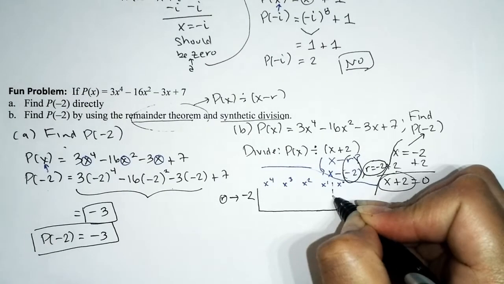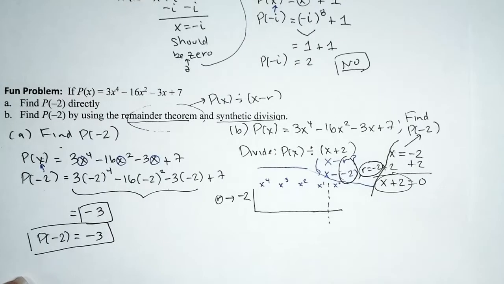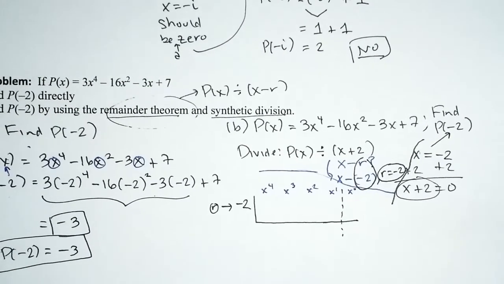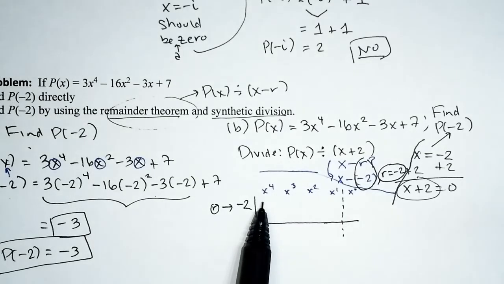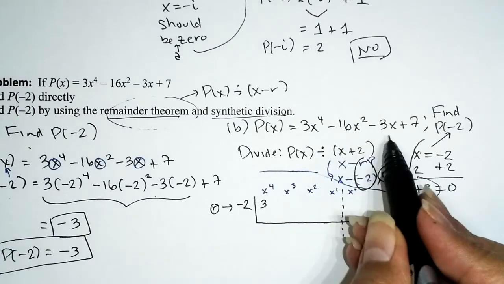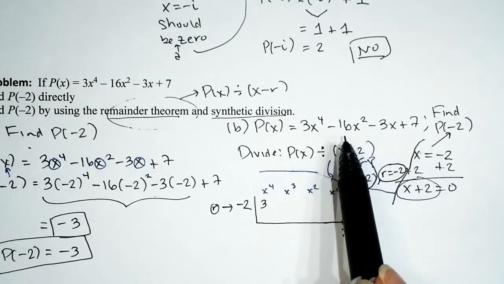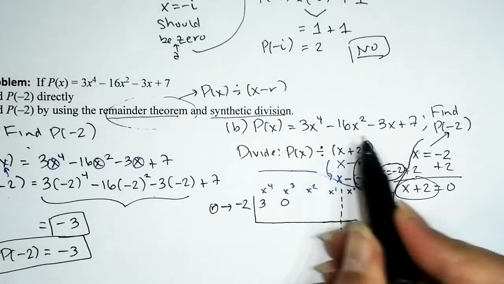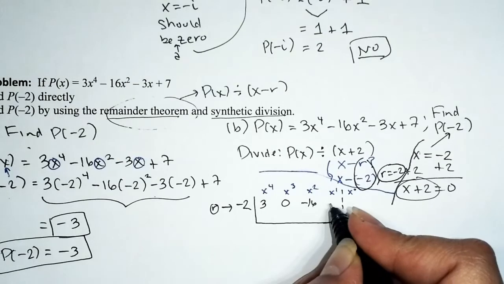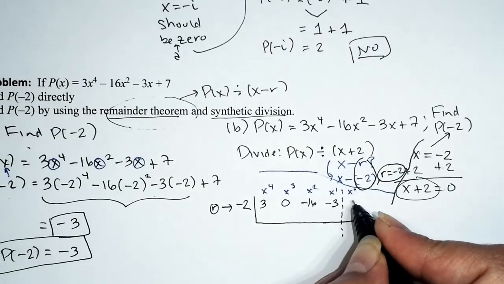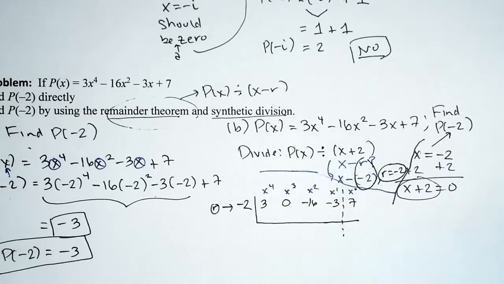Okay, so let's go ahead and extend this division box. Let's separate the quotient from the remainder. Let me zoom this in. The coefficient of the x to the 4th is 3. Coefficient of the x to the 3rd, nothing. We don't have an x to the 3rd, so we're gonna need a 0 placeholder. Coefficient of x to the 2nd, -16. Coefficient of x to the 1st, -3. Coefficient of x to the 0, which is code for constant, is 7. So we have prepped this up for synthetic division.